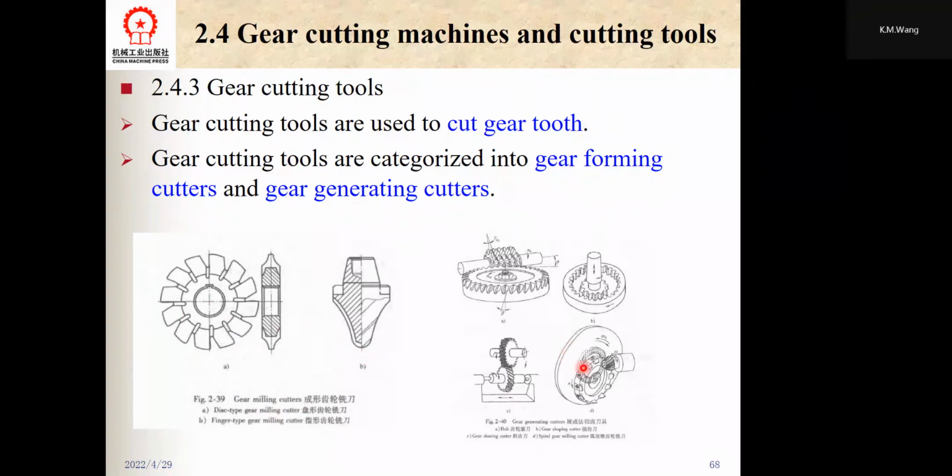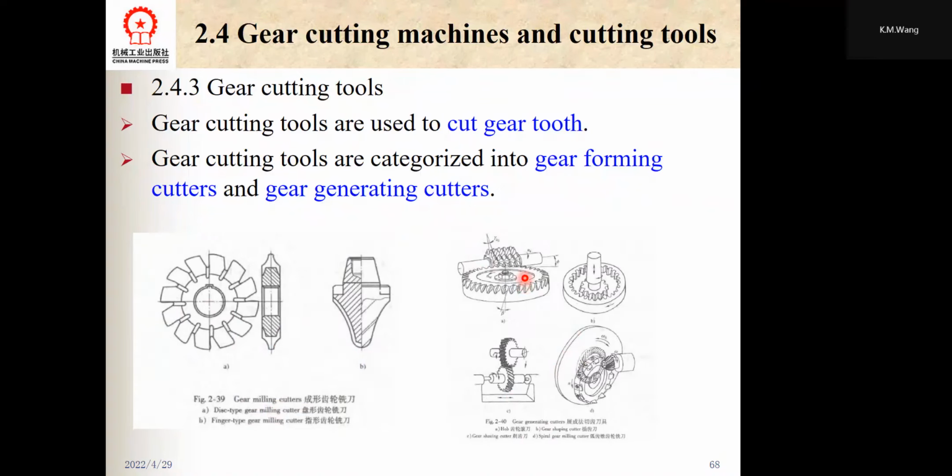And this is the gear generating cutters. There are many kinds of gear generating cutters, but the most often used gear generating cutters in production practice are hobs, gear shaping cutters, and gear shaving cutters, as shown in this picture. The first is a hob, and the cutter itself is equivalent to a gear, which meshes with the gear to be cut in the gear cutting process. This machine is named as the generating machine.